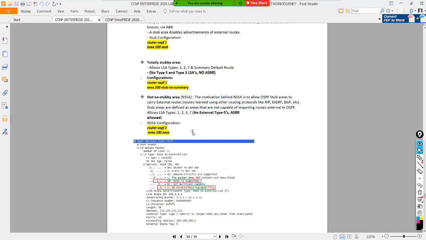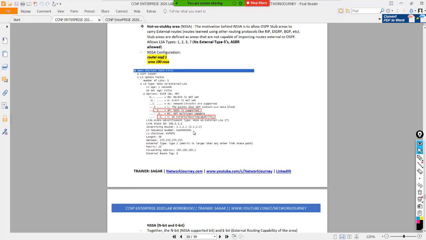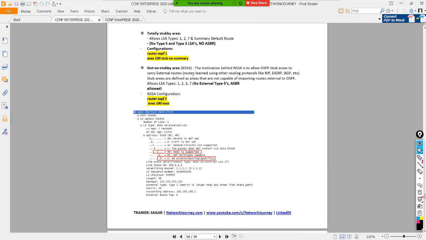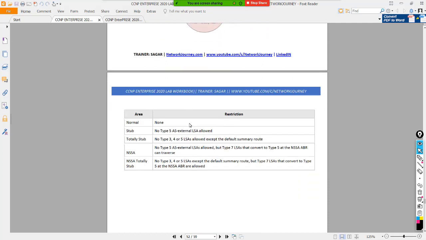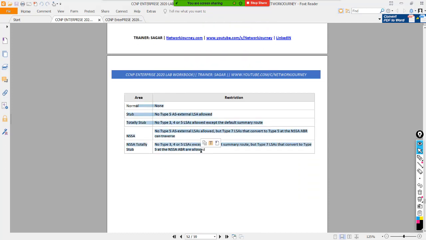Not so stubby area, I'll also show in the next class. I'll show you what happens in not so stubby area. There are two things over there: one is called N bit and E bit and P bit, which I'll discuss while taking the lab. This is the summarized version.